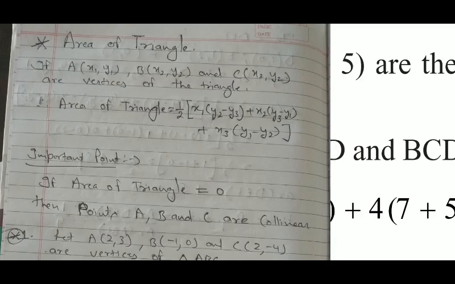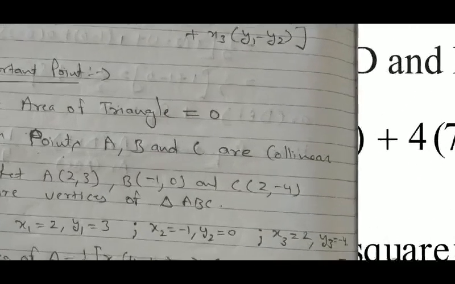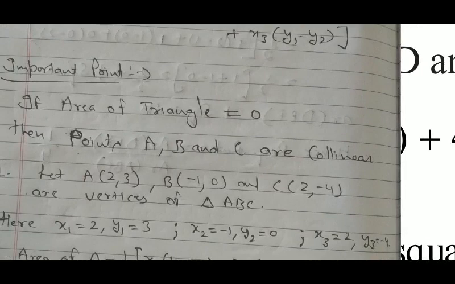And see the special case: if your area of the triangle is equal to 0, we will say A, B, C are collinear points. You know when points are said to be collinear points? When these points lie on a straight line.